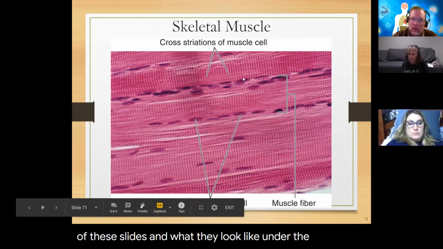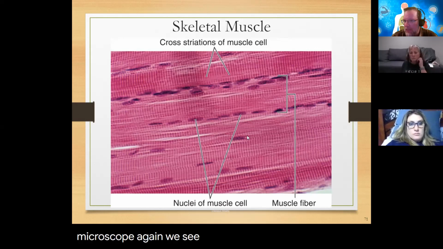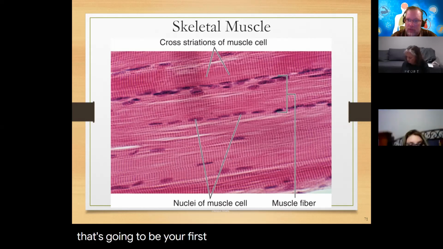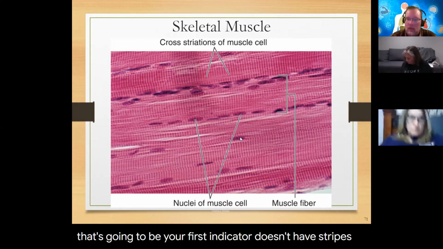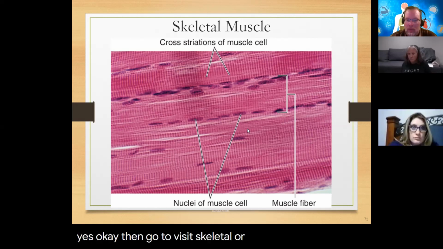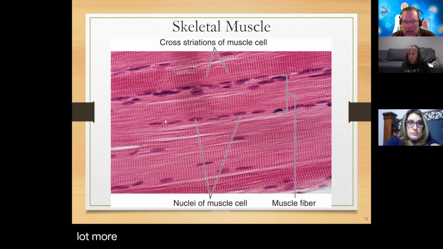Again, we see all of these stripes, so that tells me it's got to be striated, so it's either cardiac or skeletal. So that's going to be your first indicator. Does it have stripes? Yes. Okay. Then go to, is it skeletal or cardiac? Well, skeletal has a lot more parallel arrangement for one thing. Skeletal also, notice it's multinucleated.